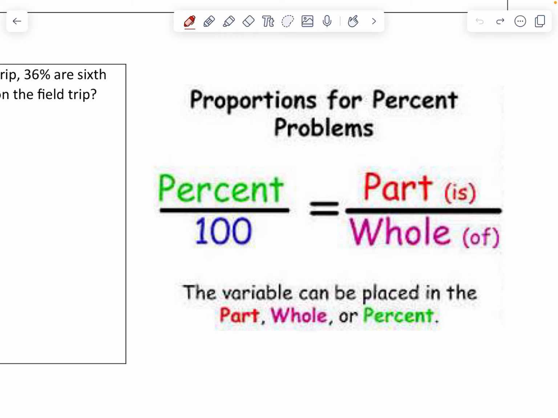The only thing that stays consistent on this is the 100. On your bottom left, that 100 stays the same every single time, and you're always going to have your percent on top of the 100, because remember, percent is always on top of 100. So if we're missing the percent, then we'll put an X, but if it gives us the percent, then we put that above the 100. So it'll just depend what it gives us. We have percent over 100 on the left side, and part over whole on the right side. Part is the same as is, and whole is the same as of. So if you see of, that's the whole. If you see is, that's the part.